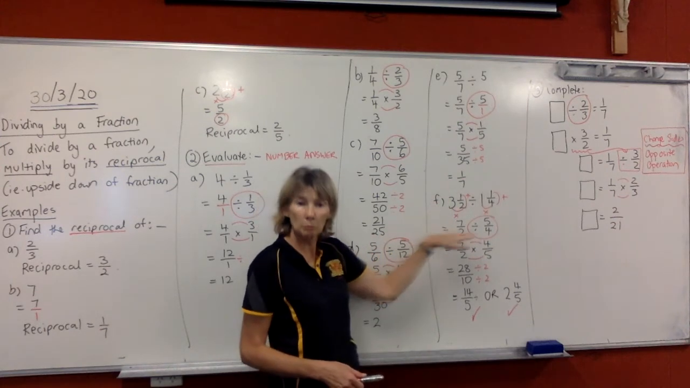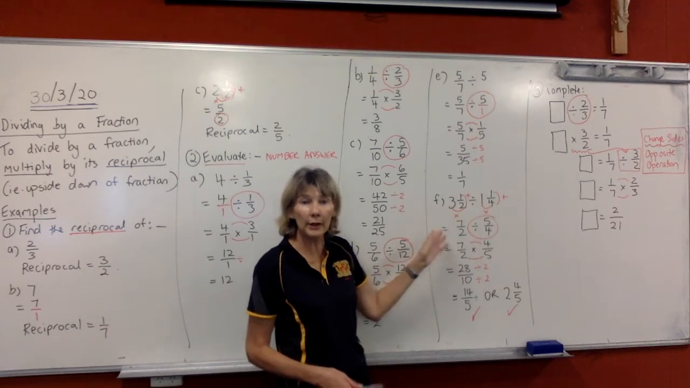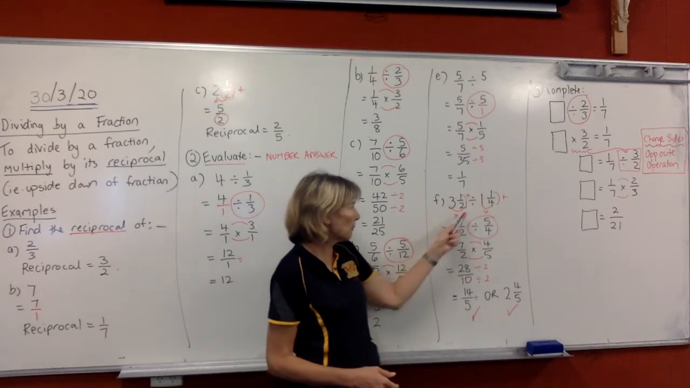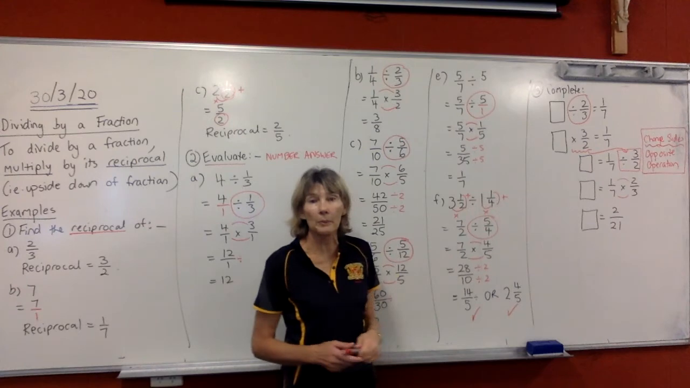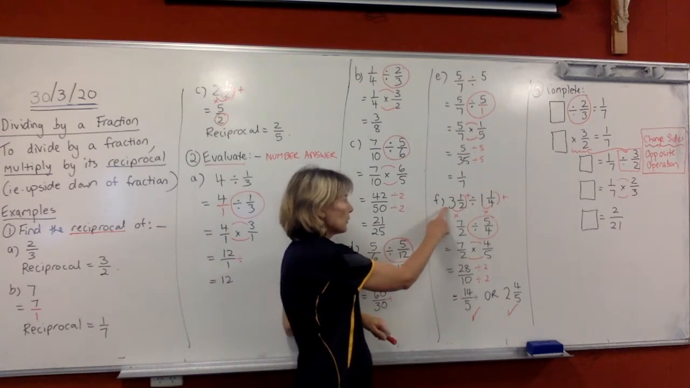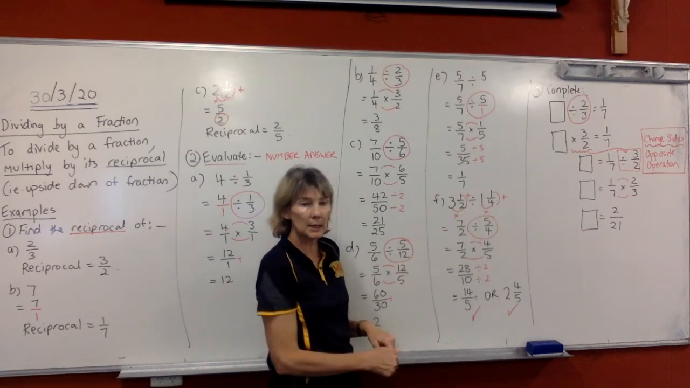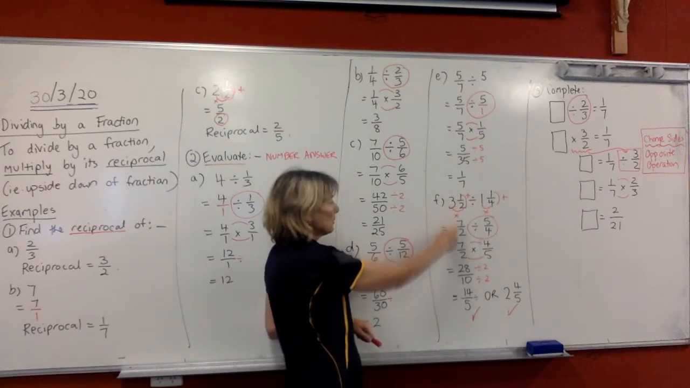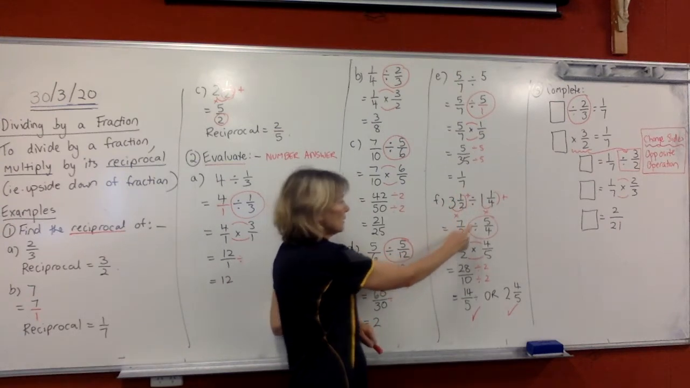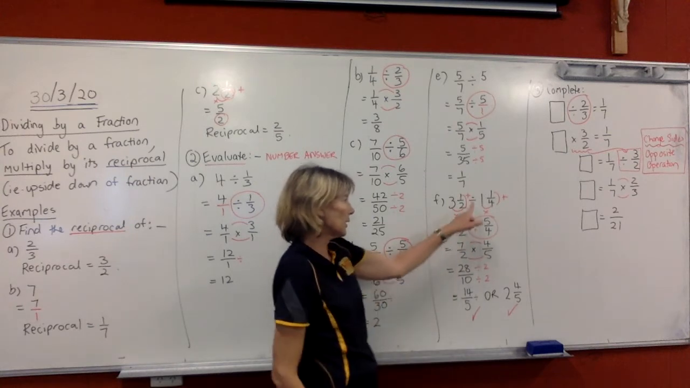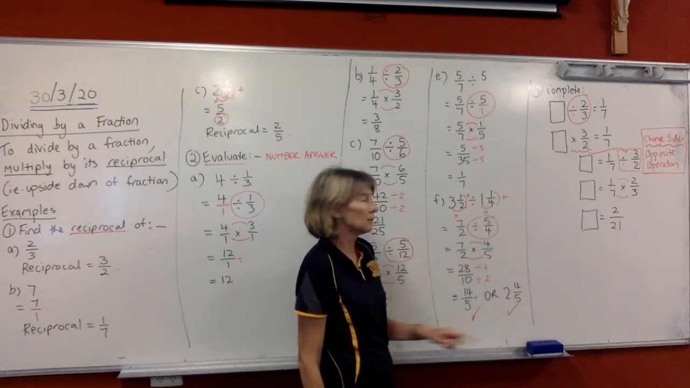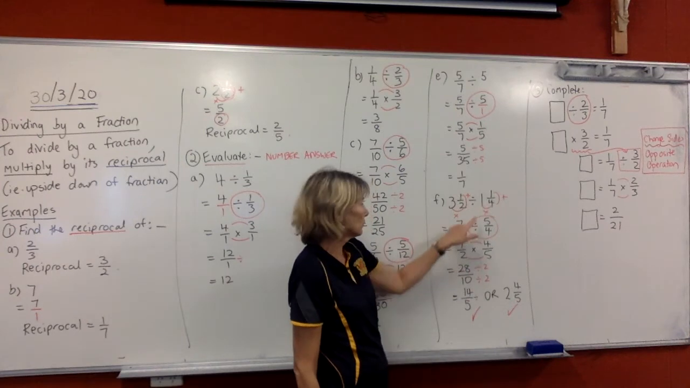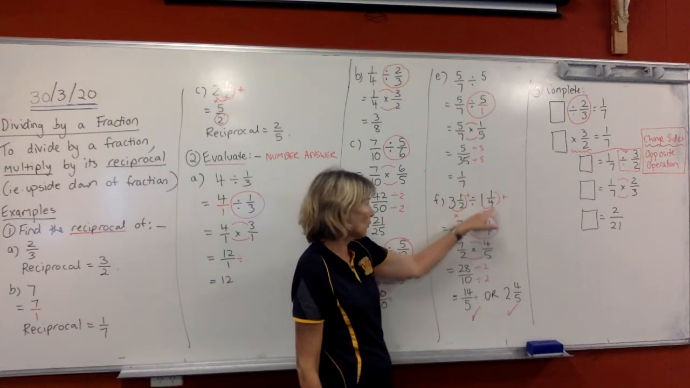This question is pretty complicated. This is about the hardest you're going to get. So we're going to change both of these mixed numerals into improper fractions. So 3 times 2 is 6, plus 1 is 7. Write it on the top. The bottom number stays as it is. Divided by. And over here, 1 times 4 is 4, plus 1 is 5. Write it down. Over 4.